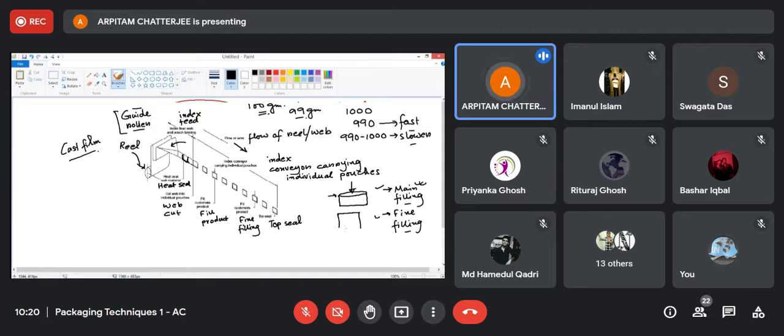Now, although we have said individual product, in many cases with this kind of arrangement, if you go to a shop, you will find that the pouches are generally hung like a chain. Suppose you have gone to buy some shampoo.